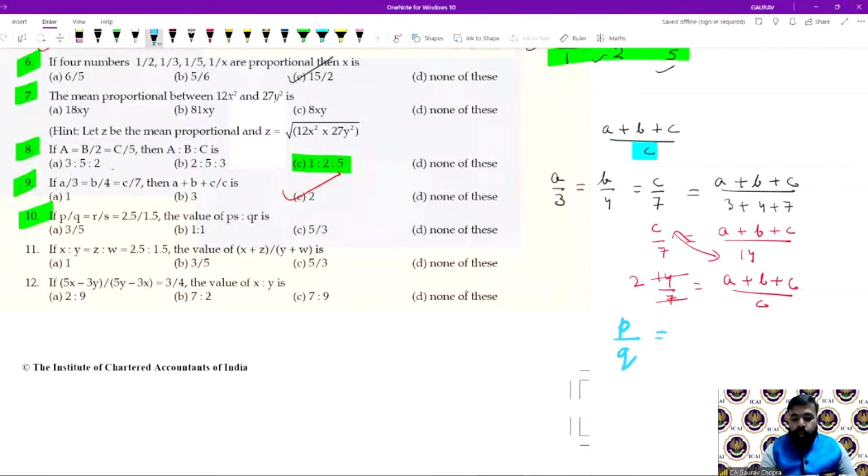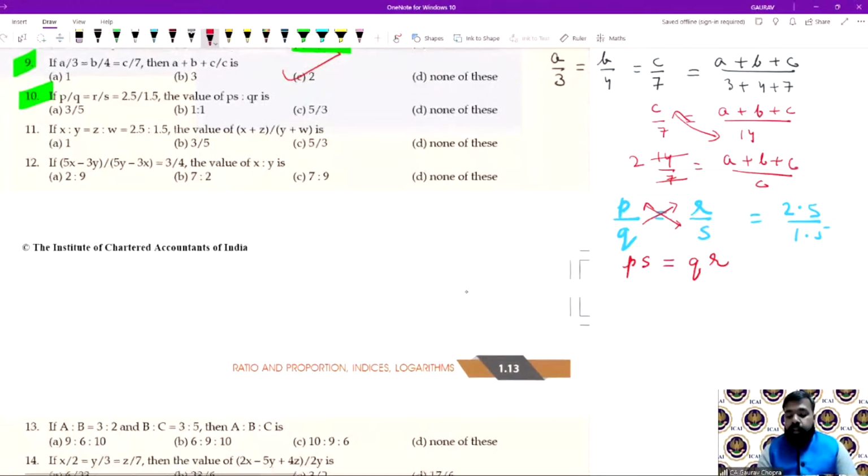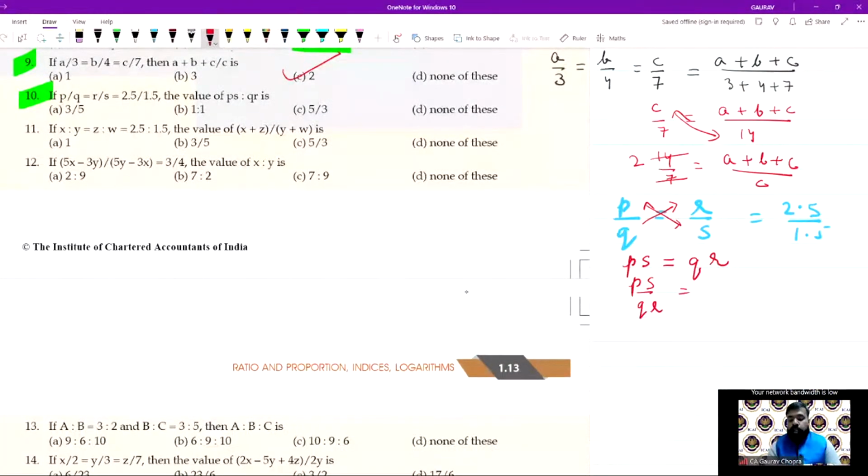P by Q is equal to R by S is equal to 2.5 upon 1.5. Now the question requires the ratio of PS and QR. So we can simply do the cross multiplication so that we get PS is equal to QR. Now if we bring QR on the other side, it will become PS upon QR is equal to 1. Therefore from here the ratio is 1:1. So option number B will be correct. 1:1.